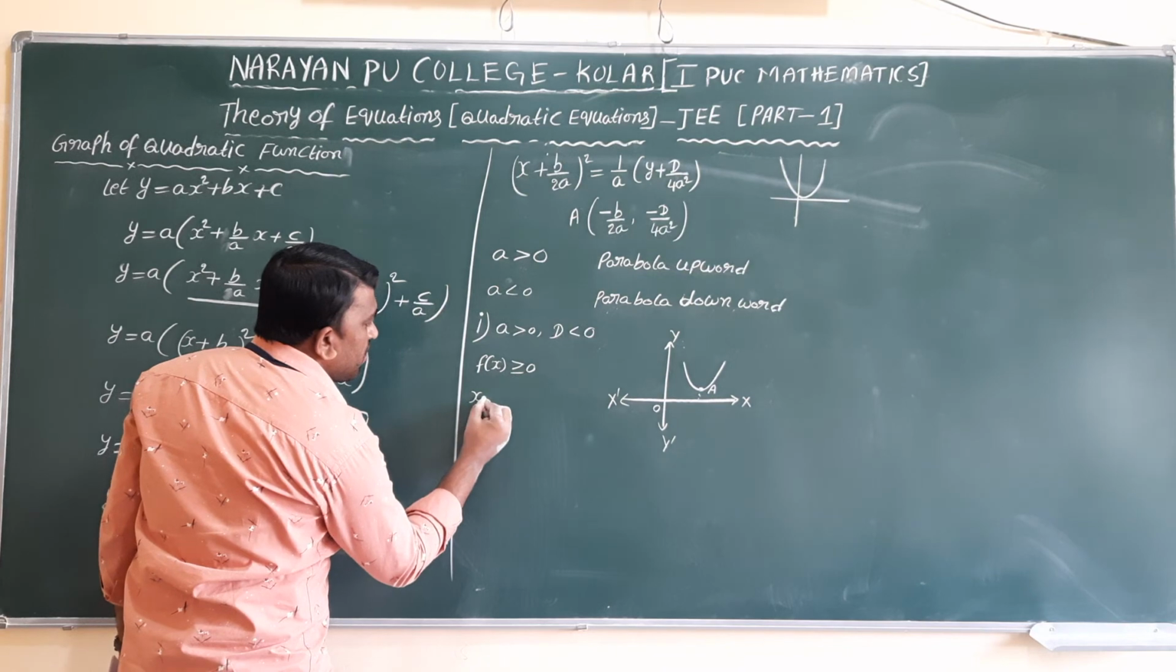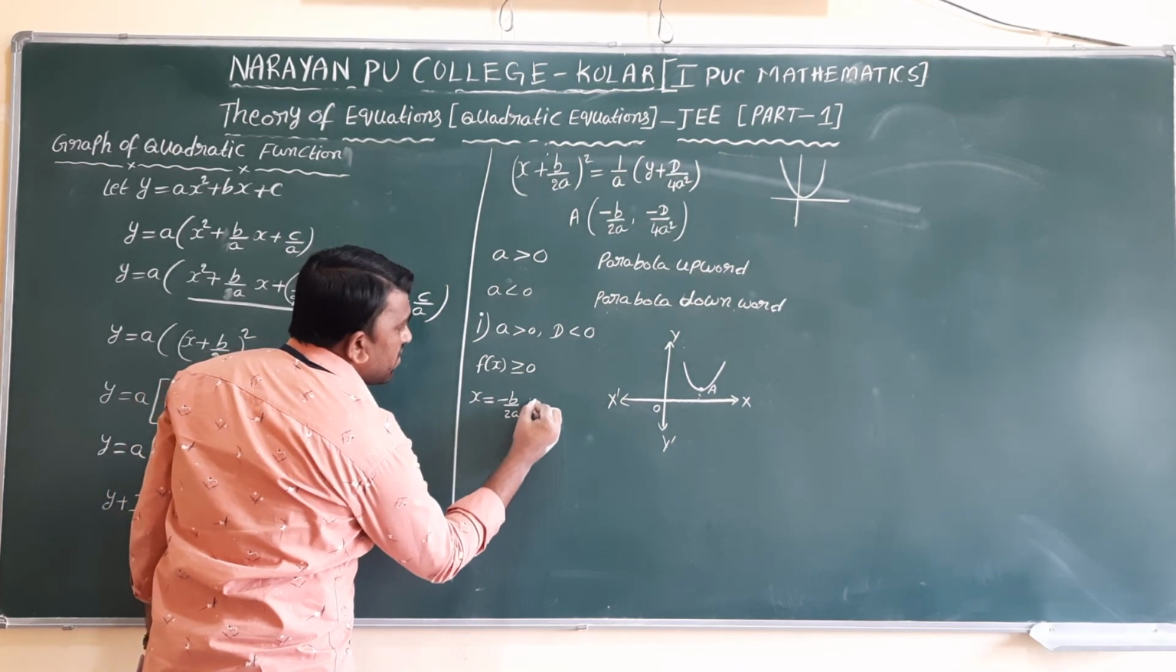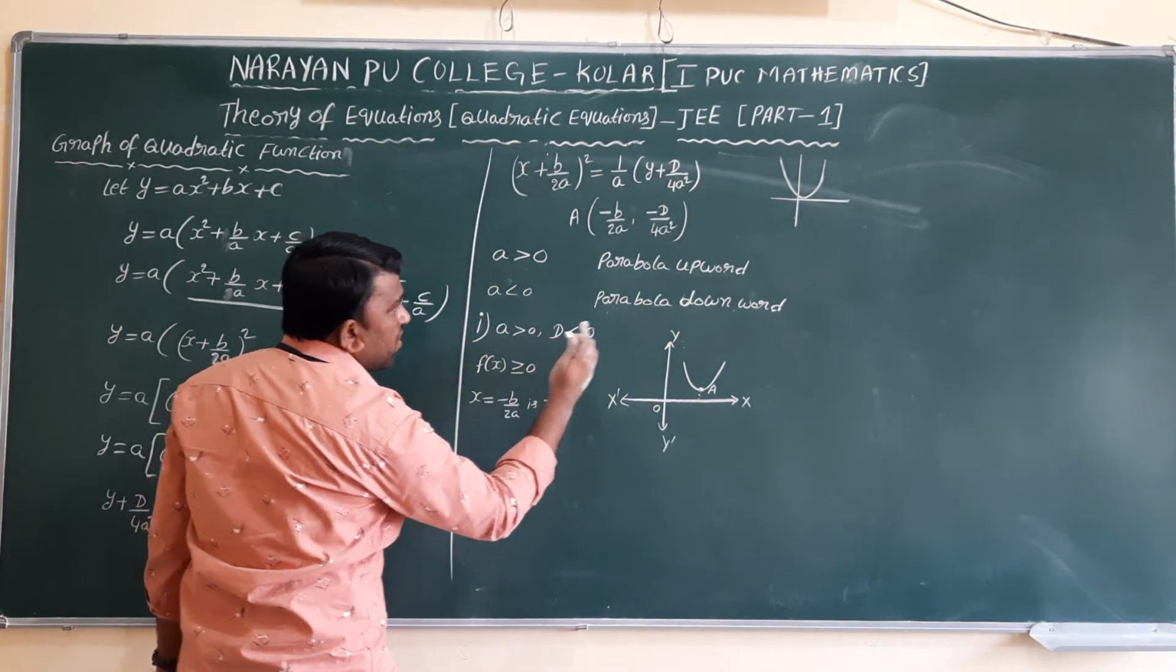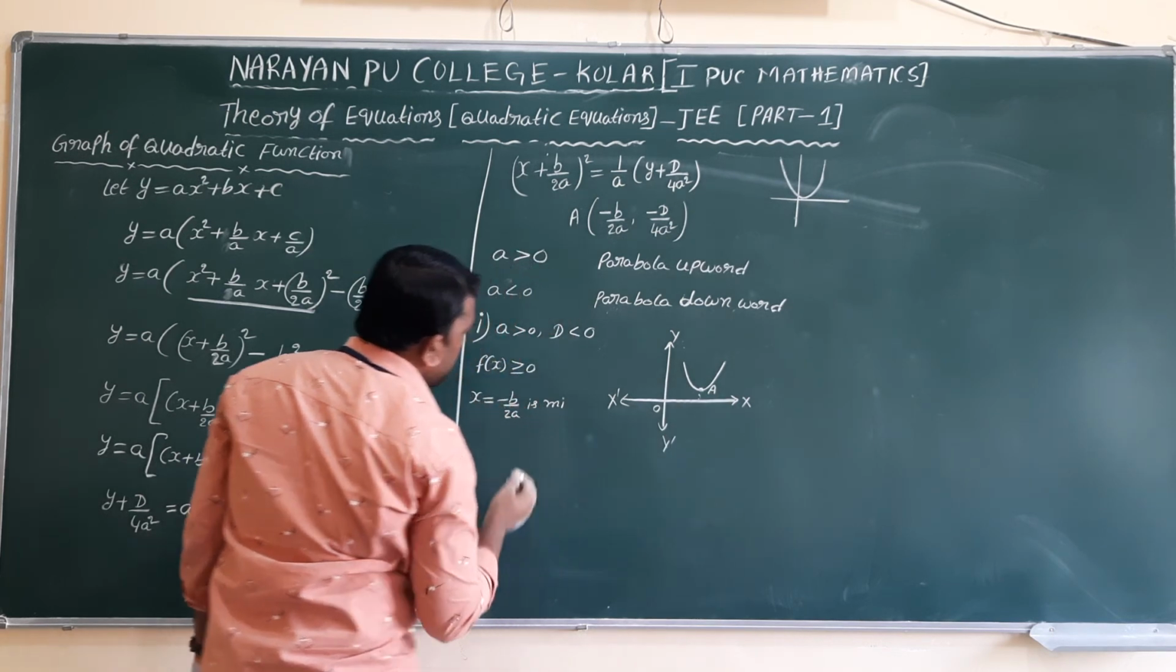So x equal to minus b by 2a is minimum. So here x equal to minus b by 2a, comma, minus D by 4a square, this value is minimum.